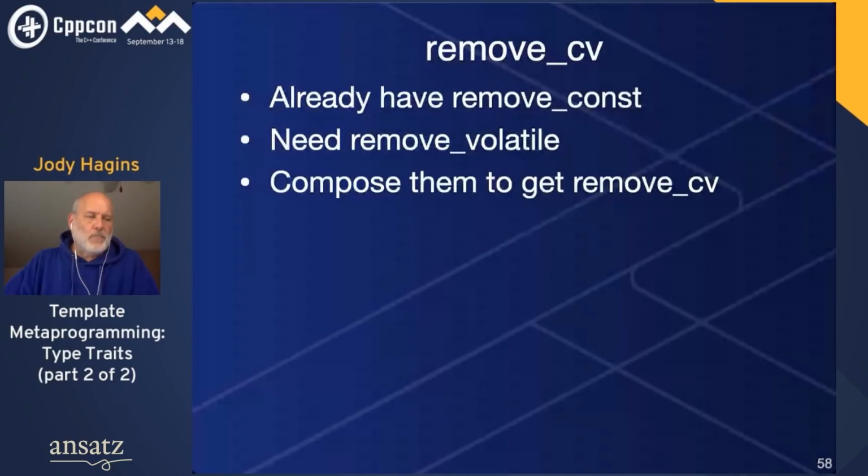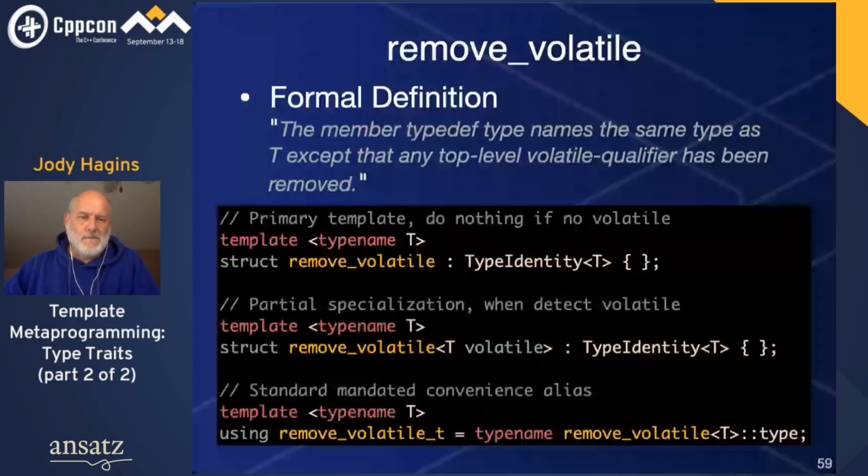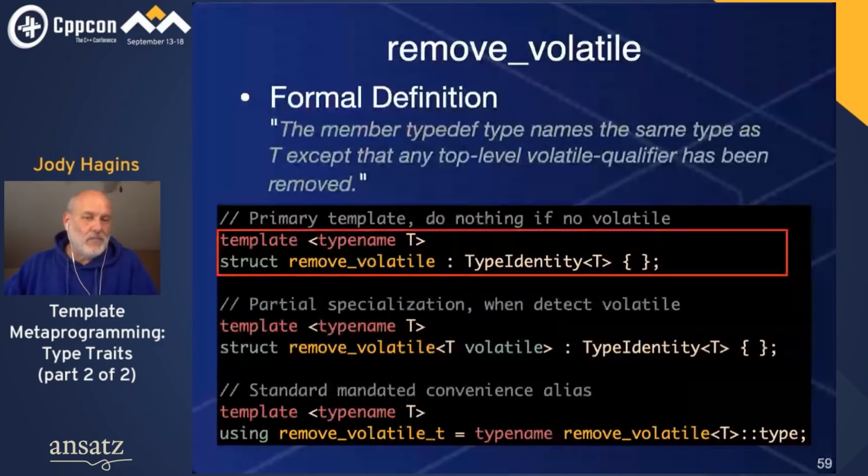So let's look at remove volatile. There's our formal definition. Basically, it says any top-level volatile qualifier, get them out of there. And there's our implementation for remove volatile. It's eerily similar to our implementation of remove const. In fact, just replace const with volatile. So there's our primary template. It does nothing. So if there's no volatile in there, it's just going to return the type that you give it. Here's our partial specialization.